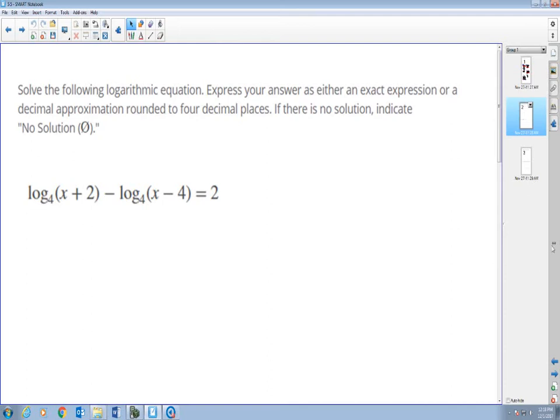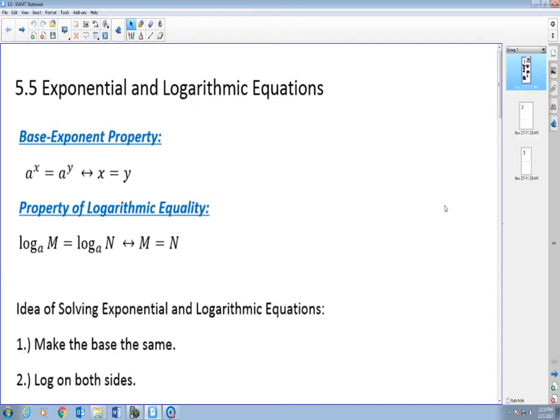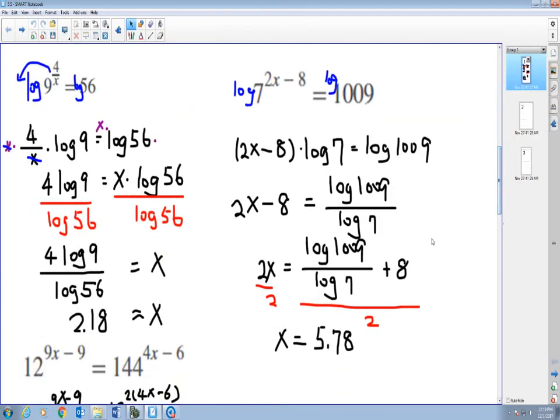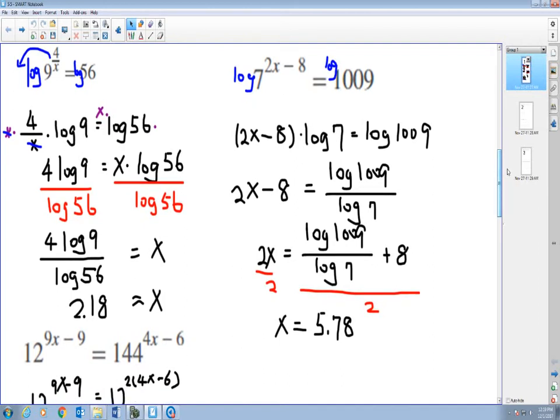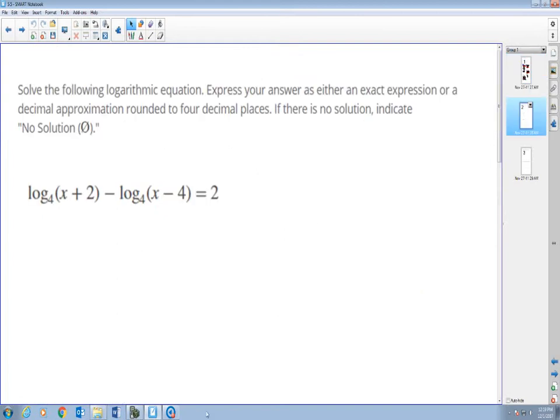Welcome to College Algebra. In this lecture video, we are going to talk a little bit about how to solve logarithmic equations. In the previous 5.5 video, I showed you how to solve exponential equations involving two terms. So let us take a look at how we can solve the log equations.